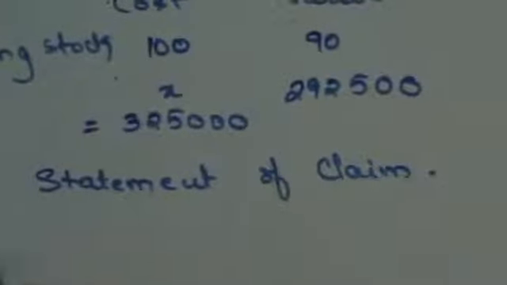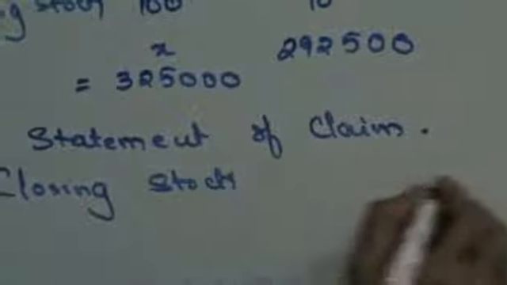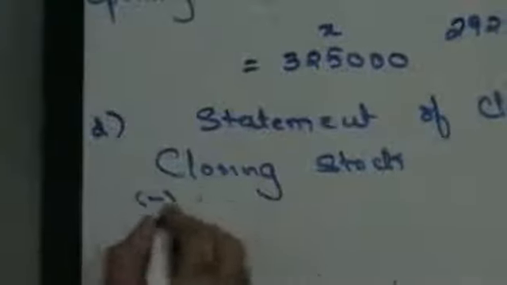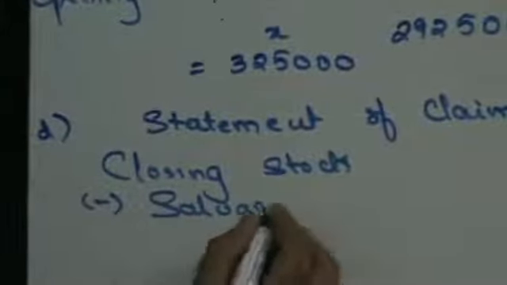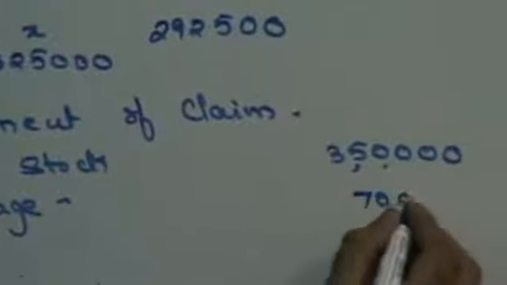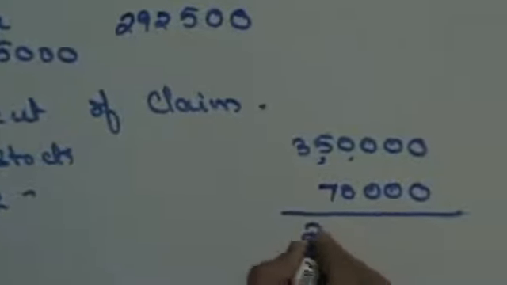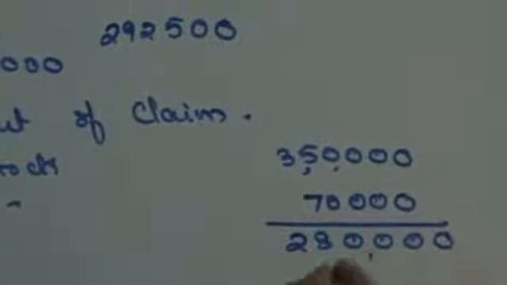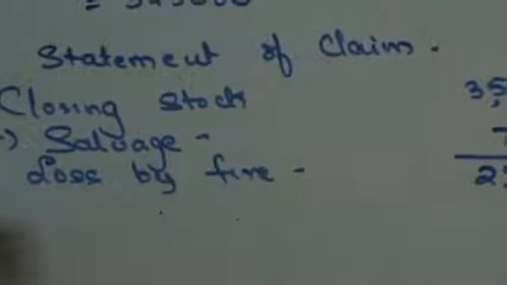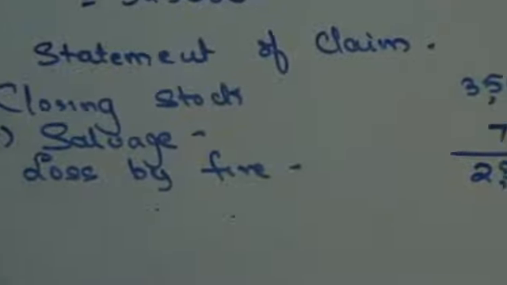How do I make the statement of claim? Closing stock. You just found out how much the closing stock is: 3,50,000. Less salvage. We had read that salvage is 70,000, right? So in that case, this is going to be 2,80,000. This 2,80,000 is nothing but loss by fire. Once I have loss by fire, then I can find out my claim.